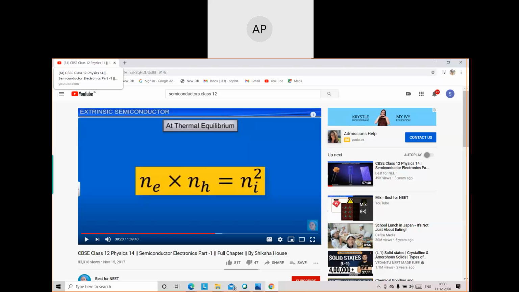Phosphorus, arsenic. Okay, very good. So extrinsic semiconductors are of two types, n-type and p-type semiconductor.